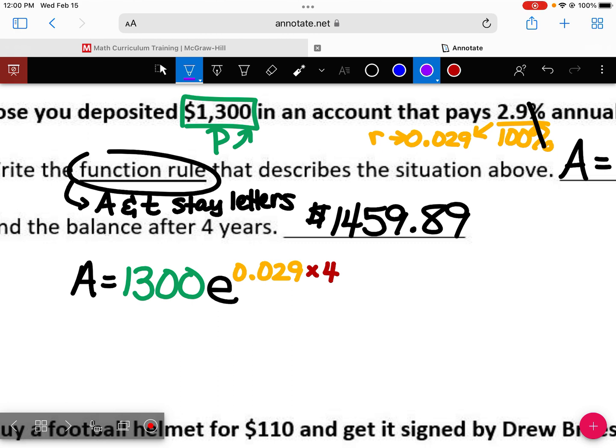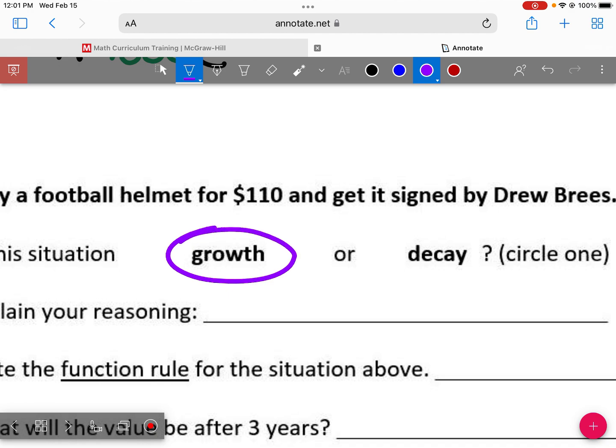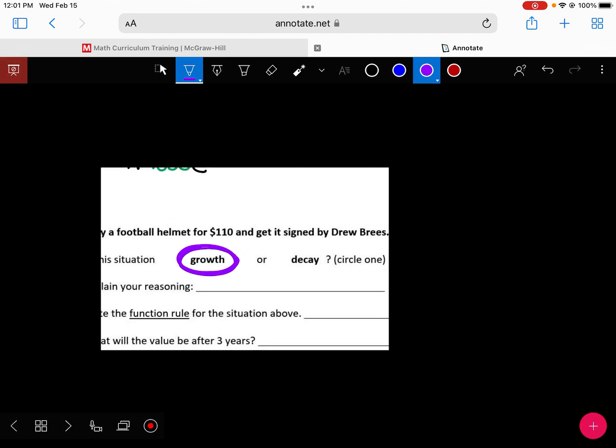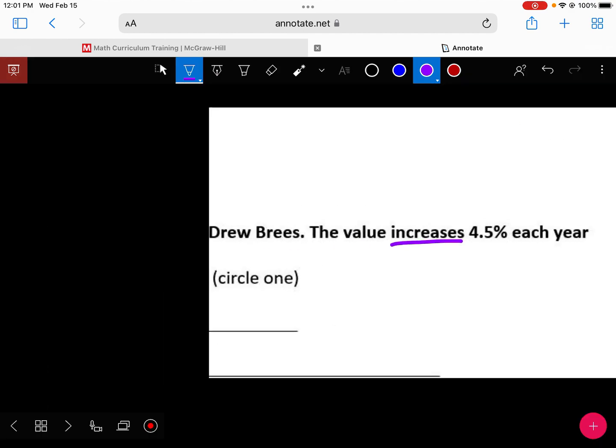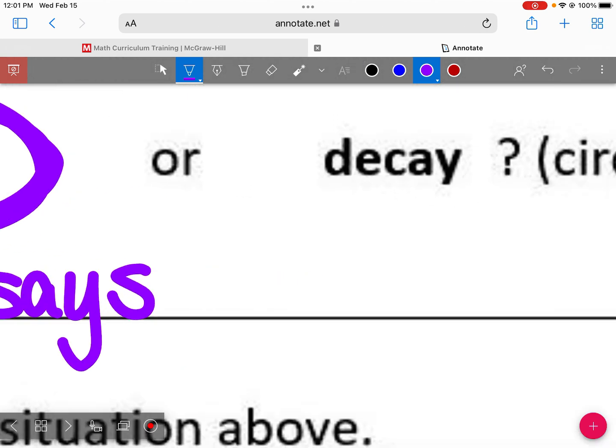So, the value increases 4.5% each year. Part A, is this showing me growth or decay? Growth. What keyword told you that? Increase. So it says increases.